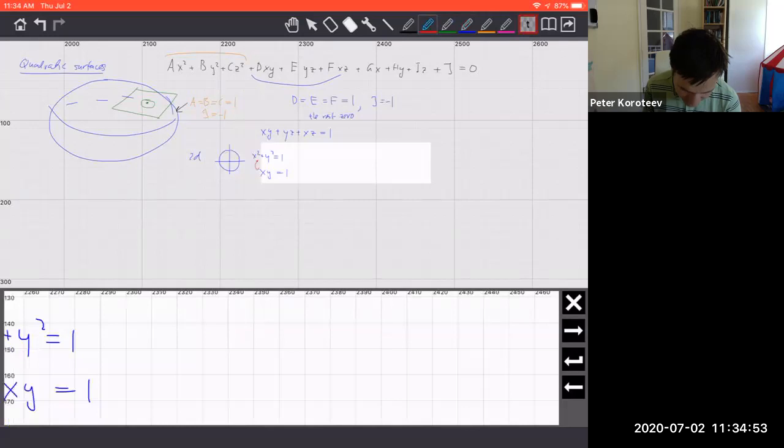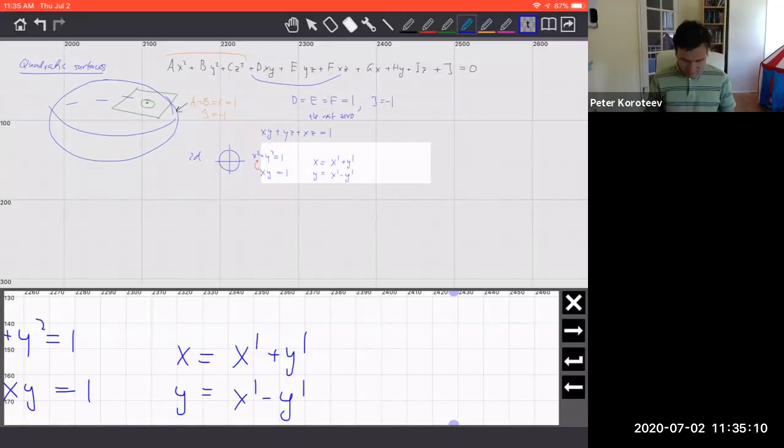So we can change variables. Let's say x is equal to x prime plus y prime, and y is equal to x prime minus y prime. Prime is not a derivative, it's just another letter. From the geometry point of view, what does this transformation do?